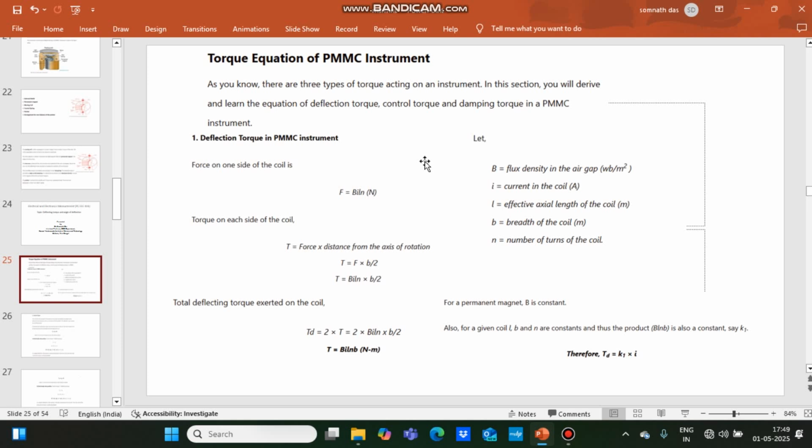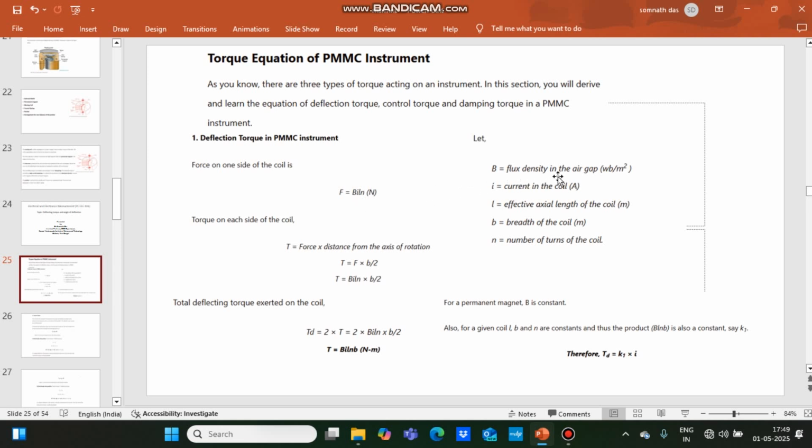when the current is flowing through the moving coil, there is force acting on the two legs of the moving coil. Force on one side of the coil is F equal to BILN.